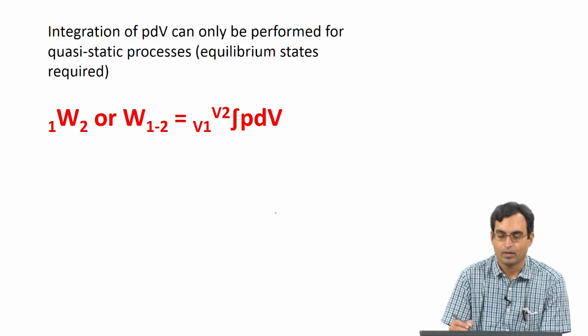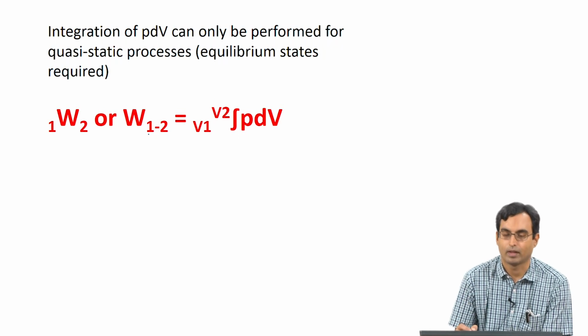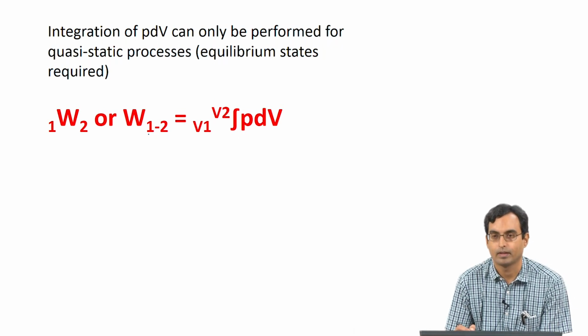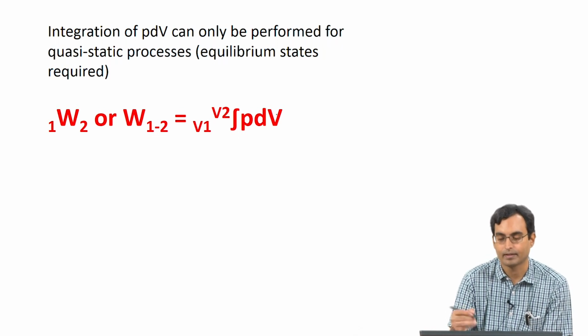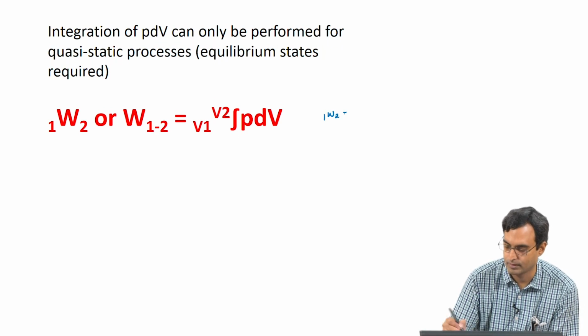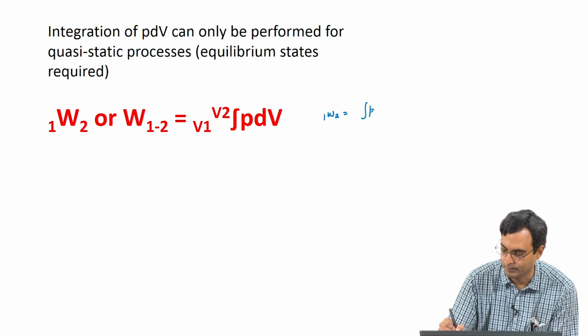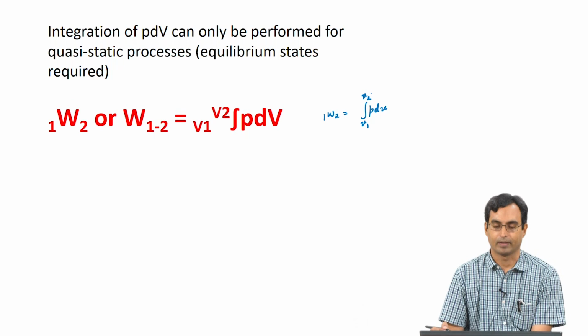So, what we saw is that the work is given as 1W2 or W12 and it is the integral from V1 to V2 of some P times dV. Over here I am using the capital V again. I could also write it as 1W2 is the integral of P dv with a small v. Both of them are essentially the same thing for a system where the mass is fixed.